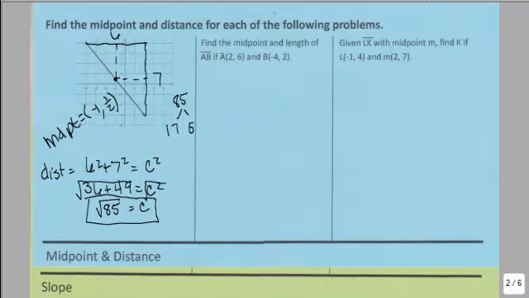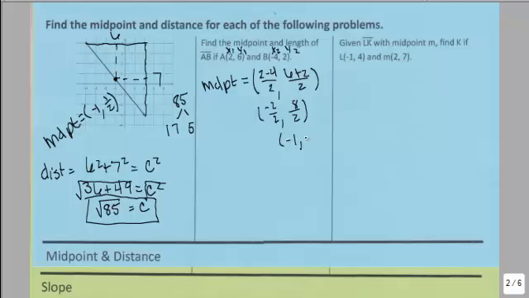Okay, whenever we're given two points, you need to designate your x1, y1, and x2, y2. So for my midpoint, we take the average. So 2 plus a negative 4 divided by 2, and 6 plus 2 divided by 2, which is really negative 2 over 2, and 8 over 2, which is negative 1 and 4, is your midpoint between those 2 points.